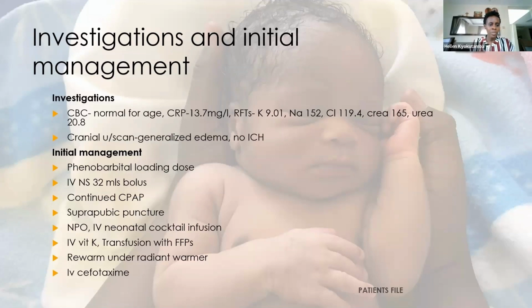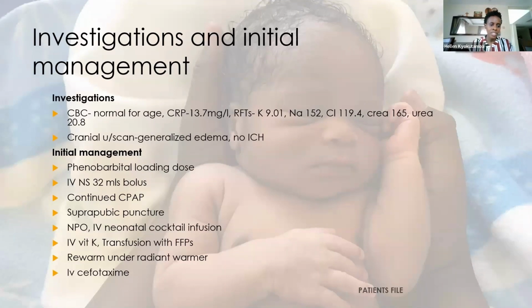At that point, the baby was able to maintain target oxygen saturations on CPAP. They had brief apneic episodes, so we continued the baby on CPAP for about 12 hours. Then a suprapubic puncture was done to relieve the urinary retention. We did not feed the baby. We kept the open NGT drainage and started the baby on neonatal cocktail infusion and stopped feeding the baby.